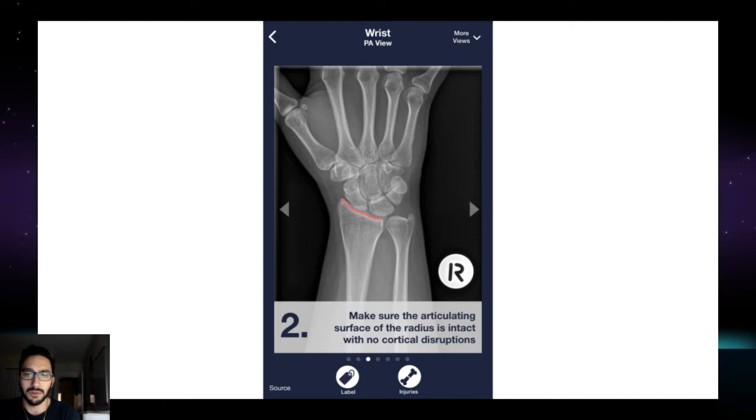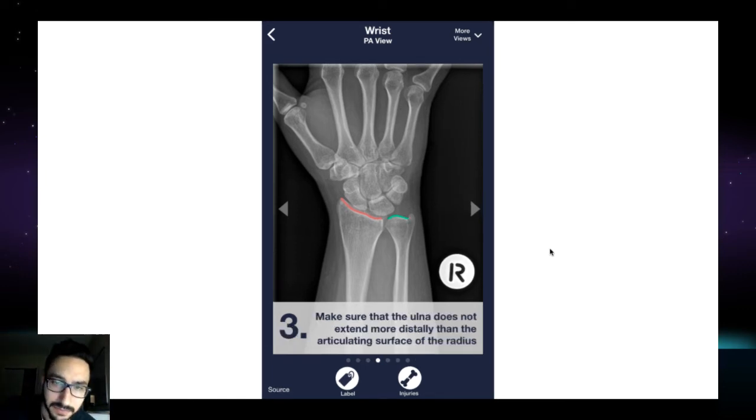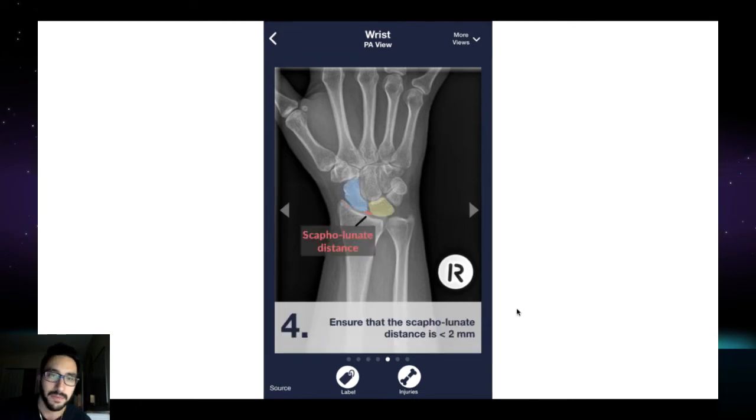Next, you want to move to your radius and make sure that the articulating surface of the radius is intact. You don't see any cortical disruptions. So the radius has your scaphoid fossa and your lunate fossa. And you want to make sure that that articulation is intact. Next thing to note is to make sure that the distal part of the ulna does not extend further or more distal to the articulating surface of the radius here. So if you can kind of imagine a line coming across, that red line would be just a bit more distal, perhaps a little bit of overlap with that green line, the distal part of the ulna.